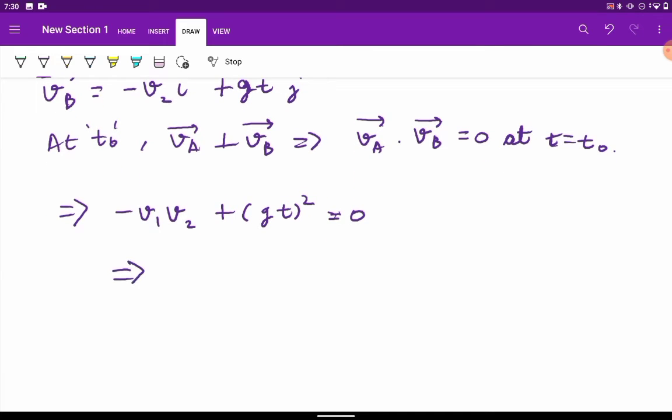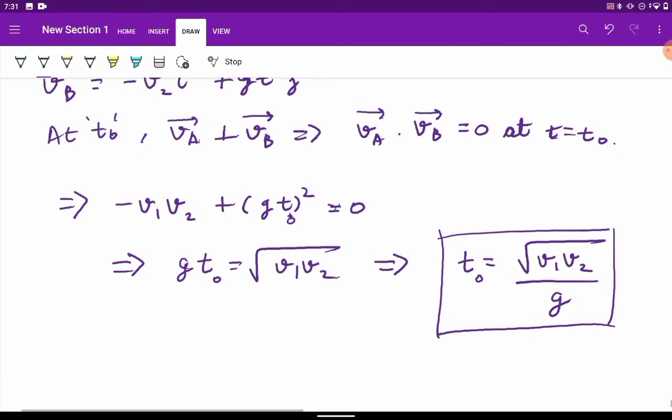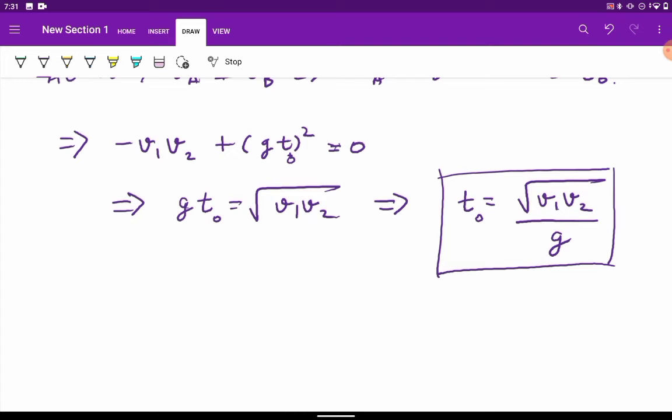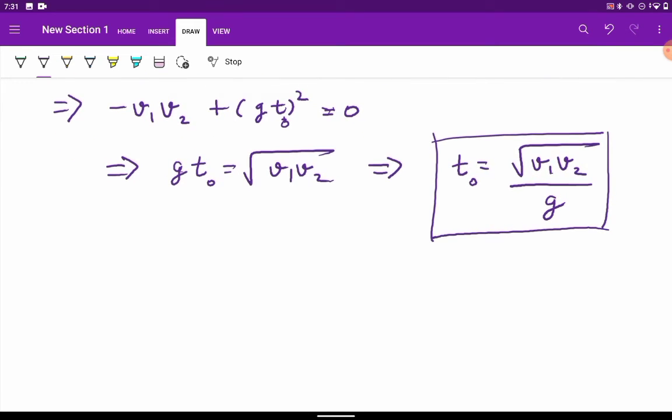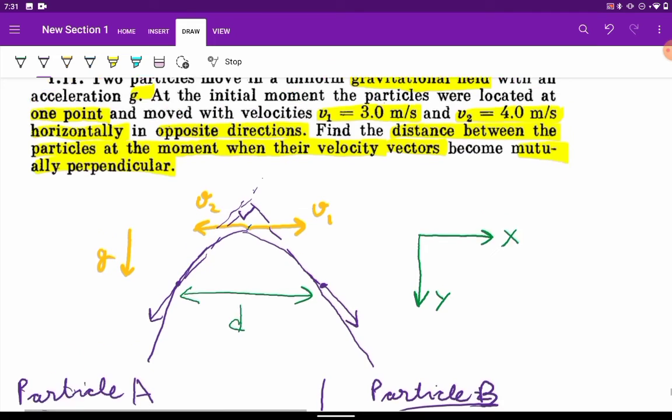Now gt will be square root of v1 v2. So in that case t becomes root over v1 v2 by g. So this is the time. I should call it t naught, that's better, right? So you got the t naught at which the velocities are perpendicular to each other. Now we need to get this distance d, right?